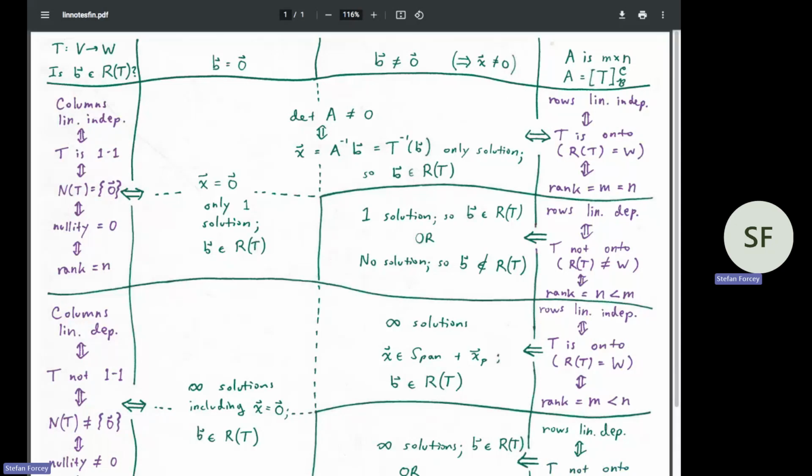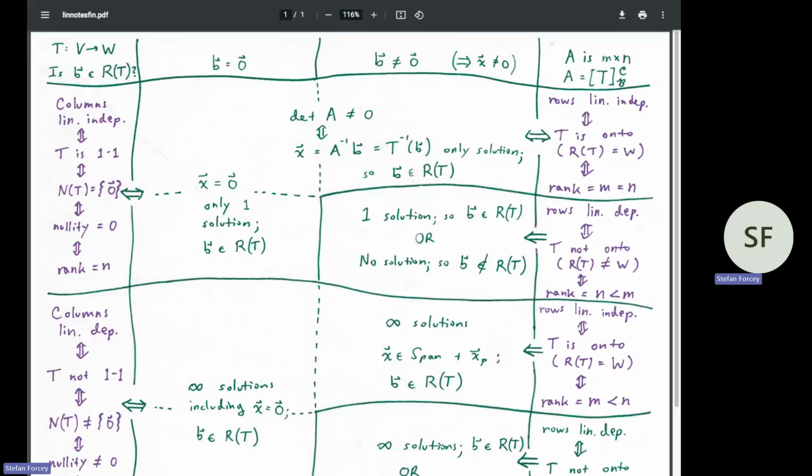Back to our big chart. So this is the same breakdown of all linear algebra problems, solutions to linear systems of equations and matrix equations and vector equations as we've seen before, except that now we're also bringing in the interpretation as a linear transformation problem.